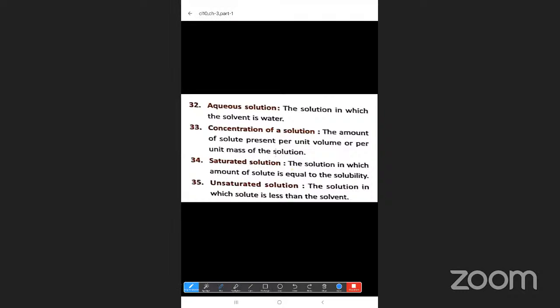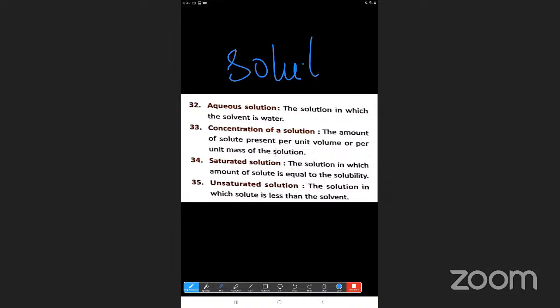And next one, aqueous solution. An aqueous solution is a solution in which the solvent is water. We know one solution contains solute and solvent. Solution equals solute plus solvent. In a solution, the solute part is less and the solvent part is more. So an aqueous solution means the solution in which the solvent is water.